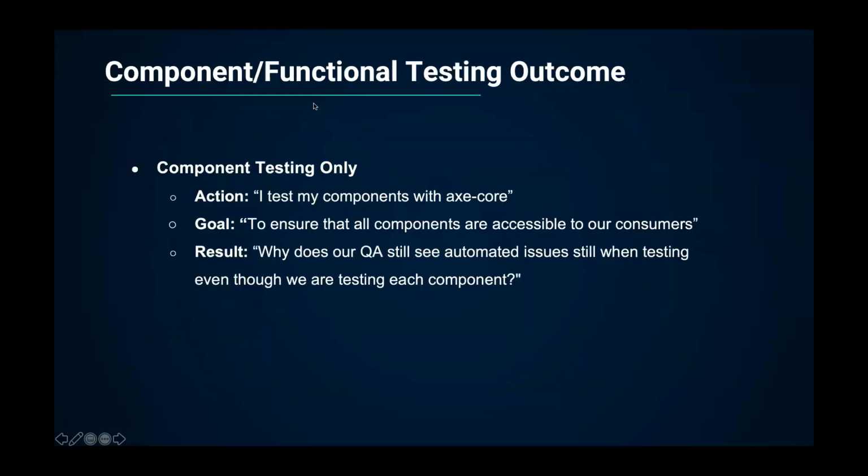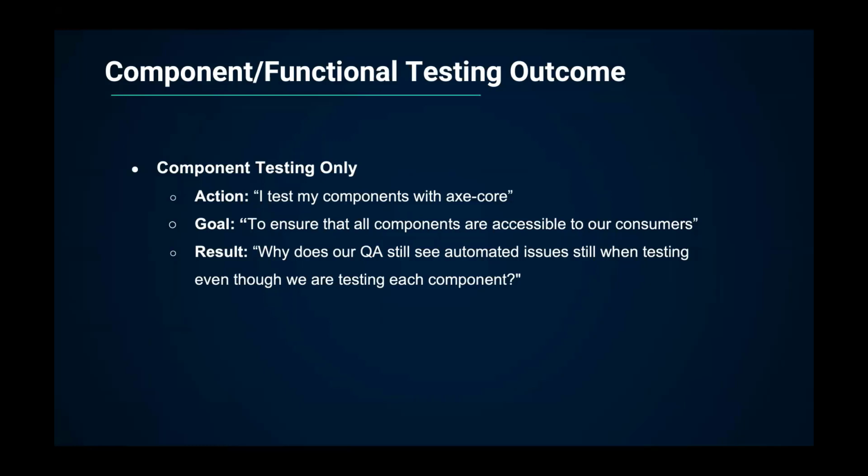Maybe not so much. Think about it like this. When I do component and functional testing, this is the outcome. Whenever you look at testing, there are always 3 main things that come out of it: an action, a goal, and a result. If I do component testing only, the action is I test my components with Axe core. The goal is to ensure that all those components are accessible to the customers. The result, though, if I only do component testing: why does QA still see automated issues when testing, even though we're testing each component, and they're 100% accessible? I can make 100% accessible components.